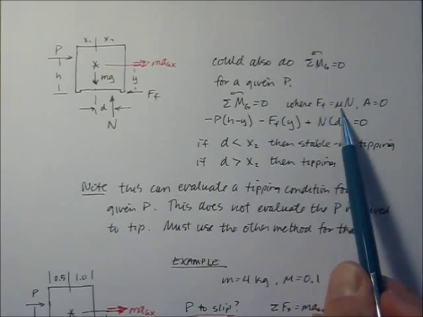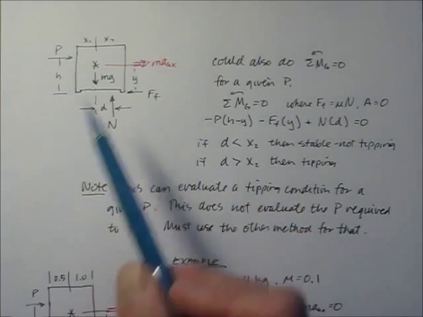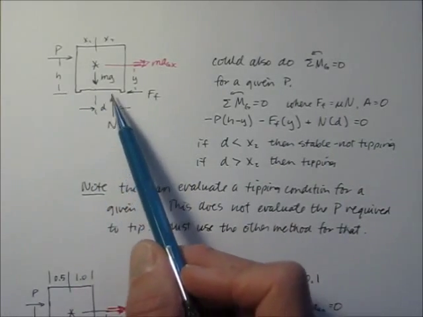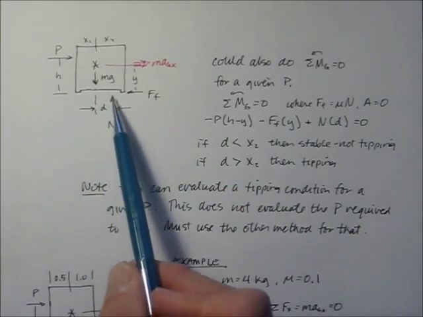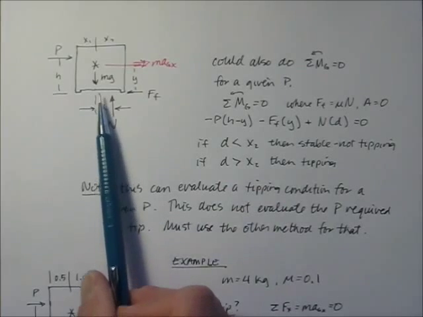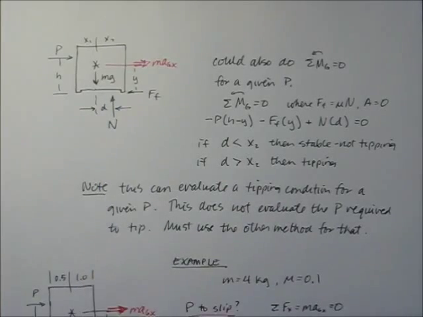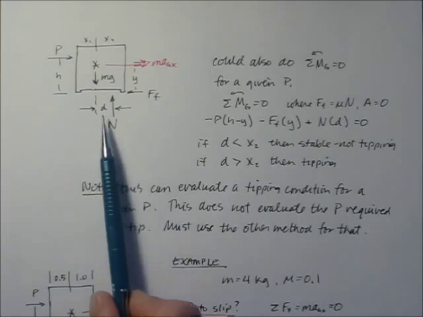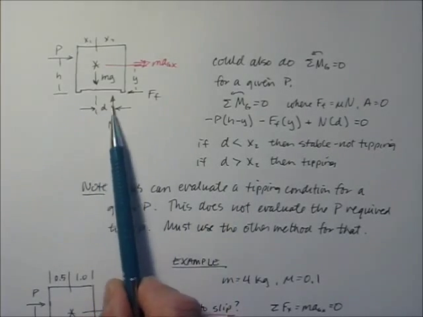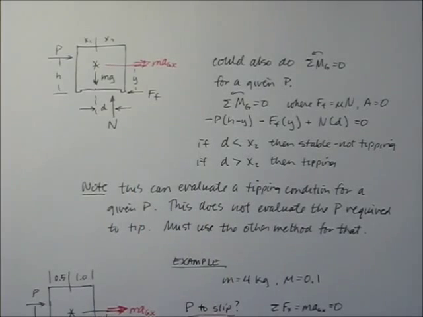And so that means the force of friction is equal to mu normal. That's going in the clockwise direction as well. And then going in the positive or counterclockwise direction, we'd have the normal force times that distance d. And if d is within the bounds of our object when we solve that, then it's going to be stable and not tipping. If d is greater than x2, or d is out here someplace, then it would be tipping. All right.